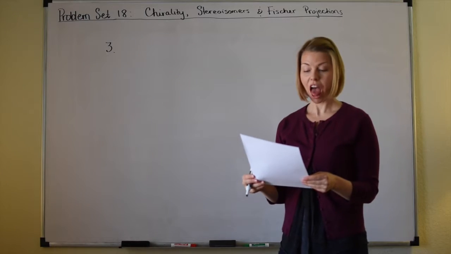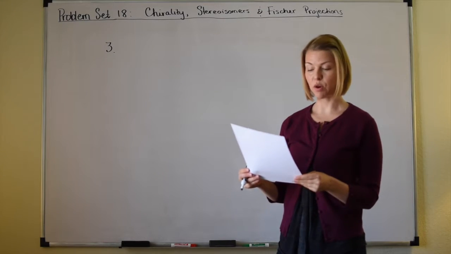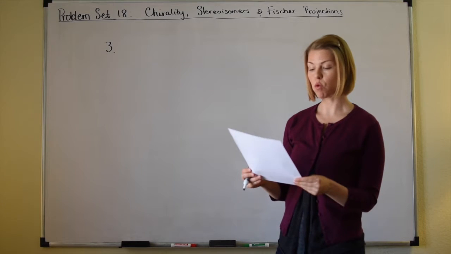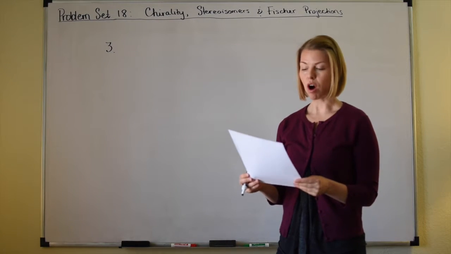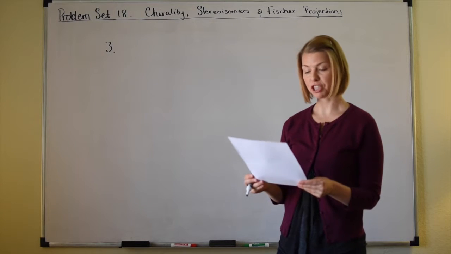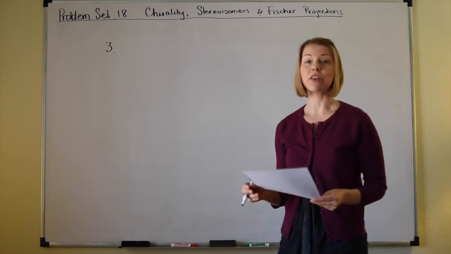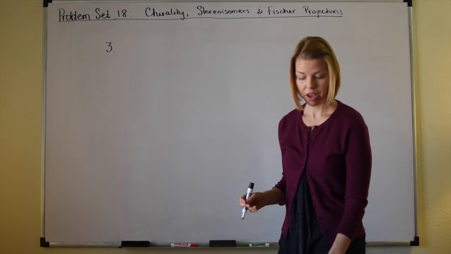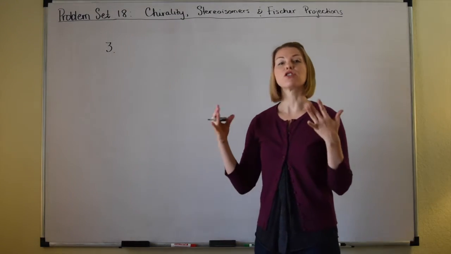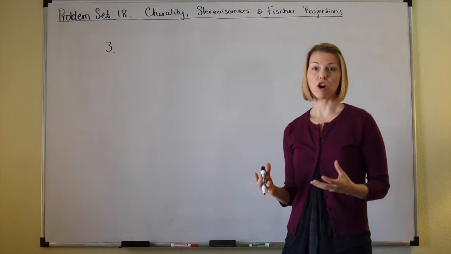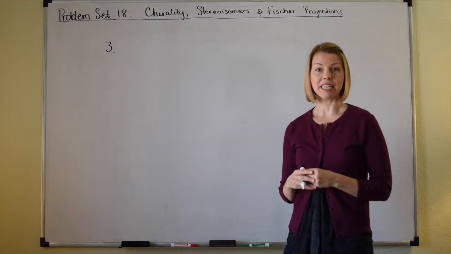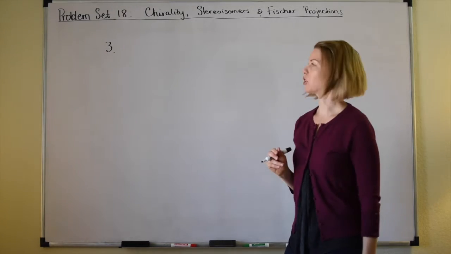Okay, number 3. There are 4 stereoisomers of 1-bromo-4-chloro-2,3-butanediol. Draw all 4 below in proper Fischer projection and complete A through C below. All right, so once again, let's draw it first, not in a Fischer projection, figure out where the chiral carbons are, and then we'll know how many crosses to make for our Fischer projection.